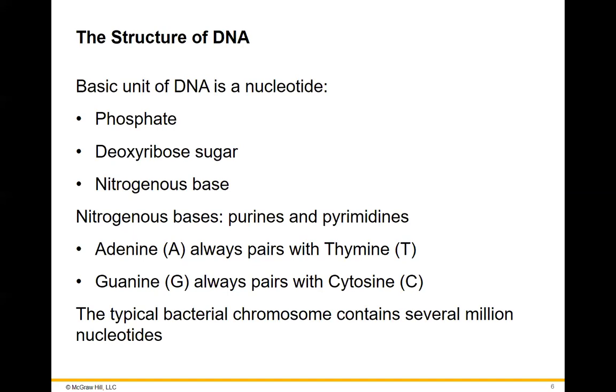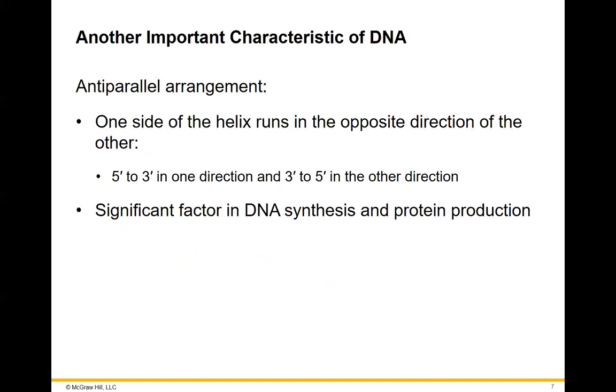G always binds with C, A always binds with T. And I remember this as G looks like C. So those are the ones that are going to go together. And then A and T both have some sort of horizontal line involved. They're the ones that are going to go together, okay? So, for example, the typical bacterial chromosome will have several million nucleotides. That's quite a lot.